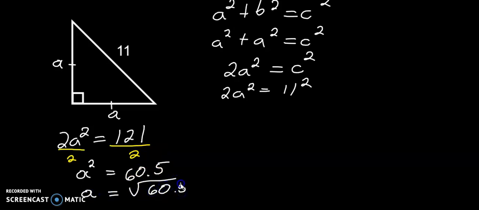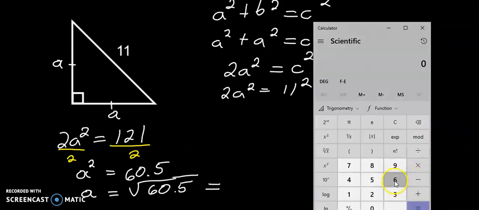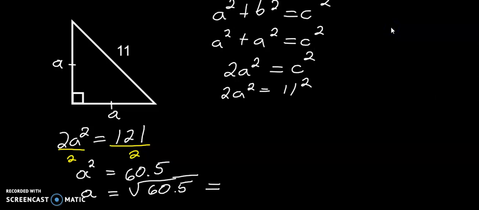And now the side length should be less than 11 because 11 is the longest side. So let's see, what do we get when we take the square root of 60.5? Here's my calculator. 60.5 square root, 7.8. Let's round it off to 7.8. So it's about 7.8. And that is our missing side.